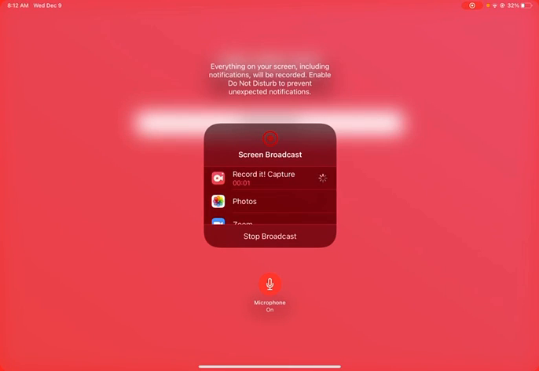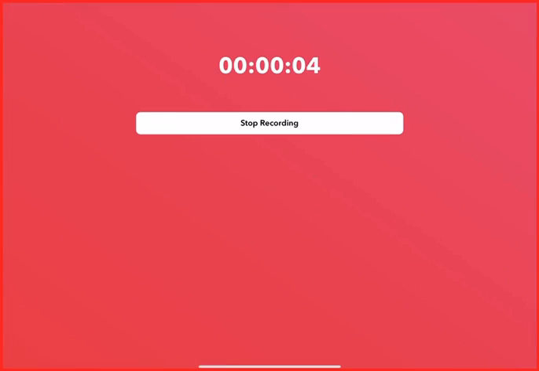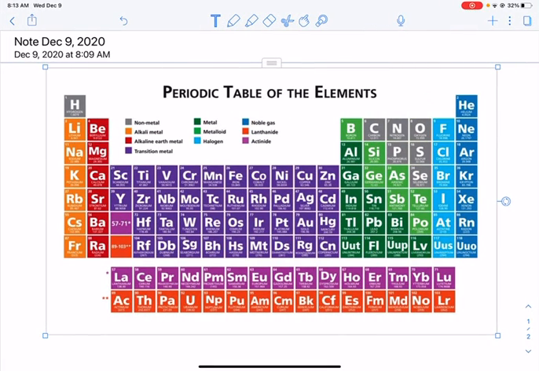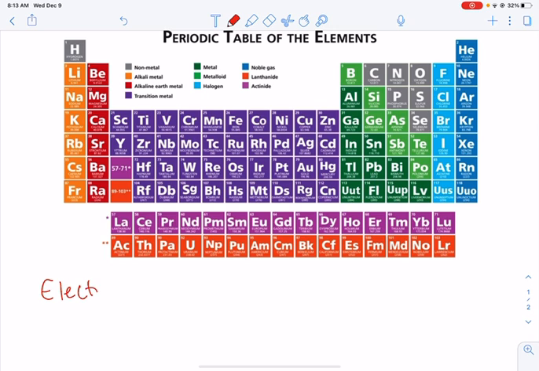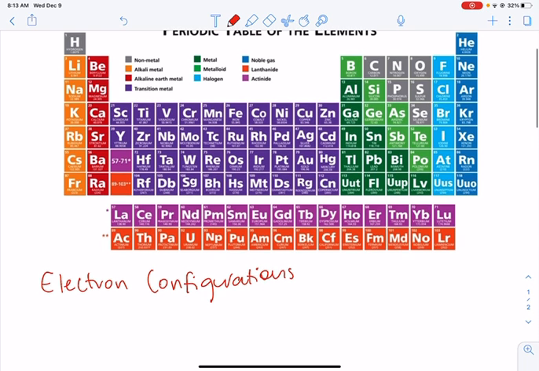All right, today we're going to be reviewing Lewis structures. Or not Lewis structures, rather electron configurations. So let's write out a couple electron configurations.